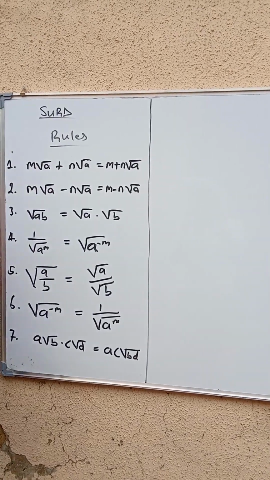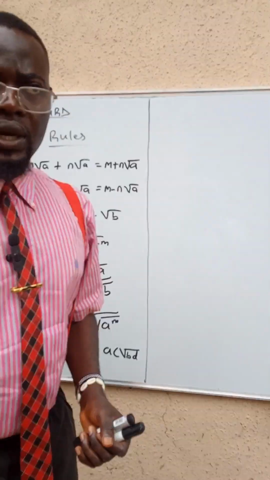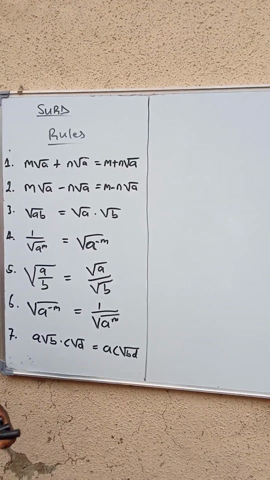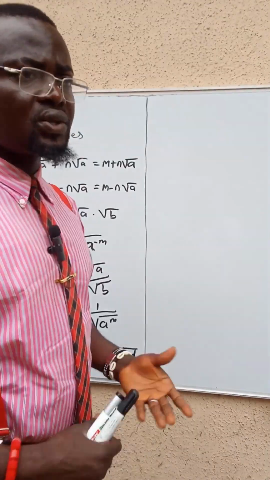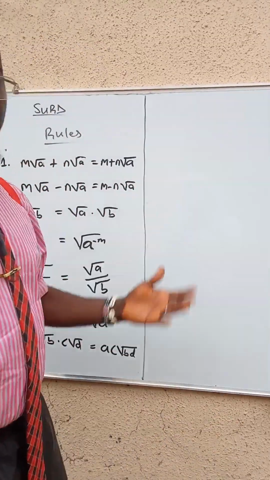And I've told you that surds are irrational numbers in form of roots, like root 2 is a surd, Euler's number e is a surd, pi is a surd.